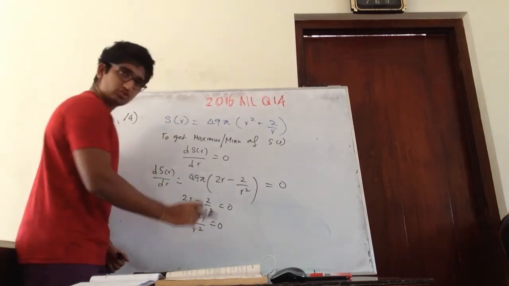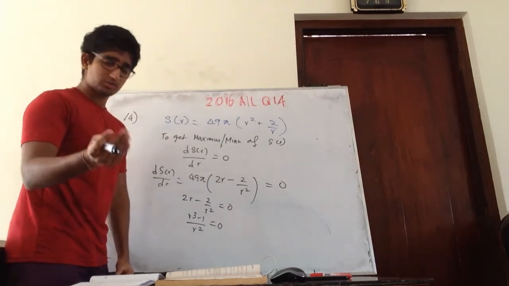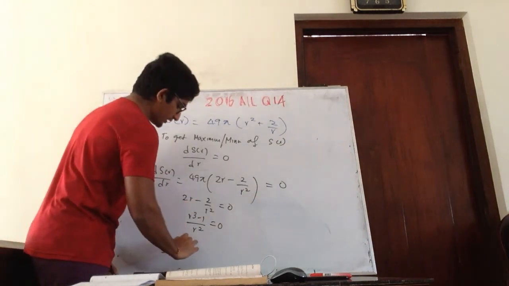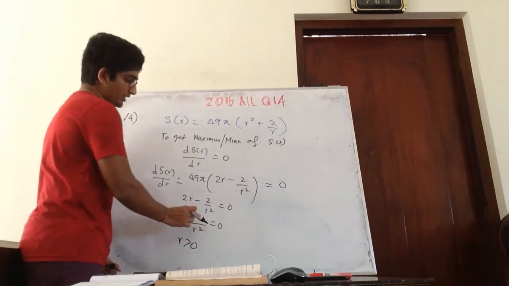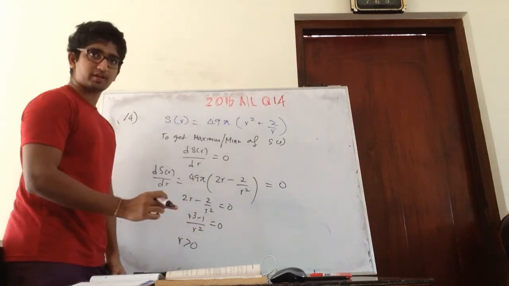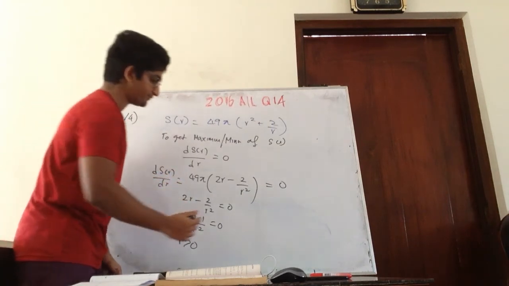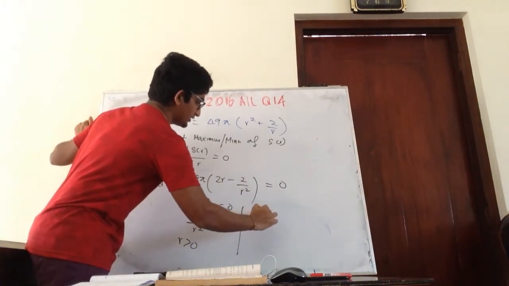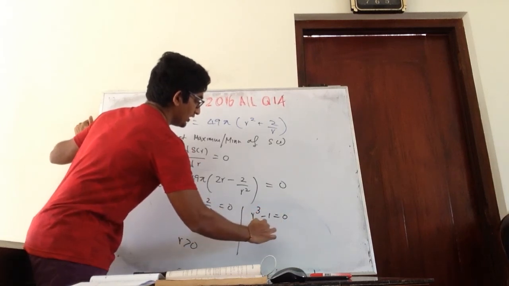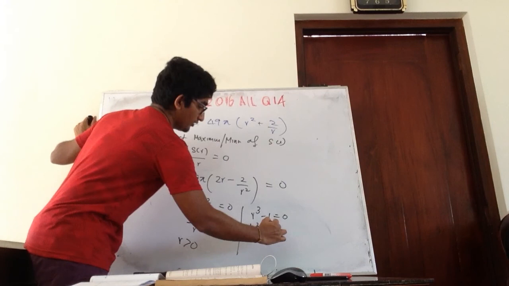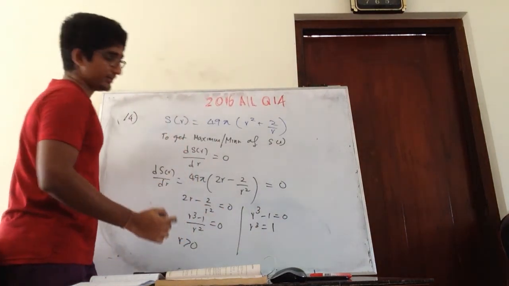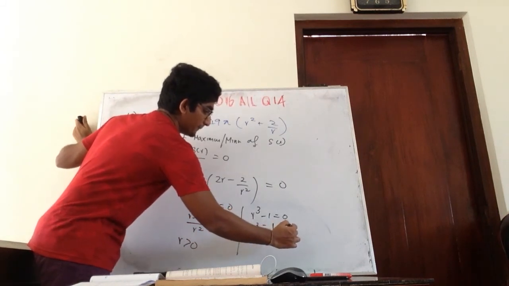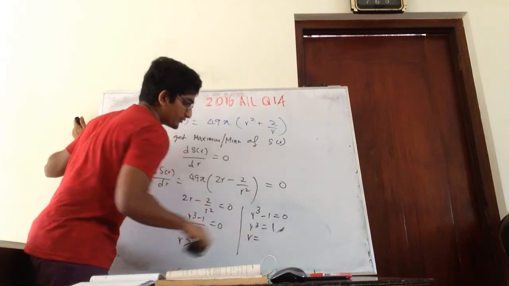Right? So R is not equal to 0, no? That is for sure. They have even given that R is greater than 0. Right? So the only thing remaining is this, R cube minus 1 equals 0. Right? So then R cube equals 1. So the only answer for R can be 1.